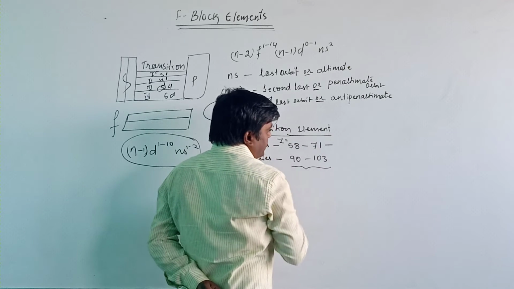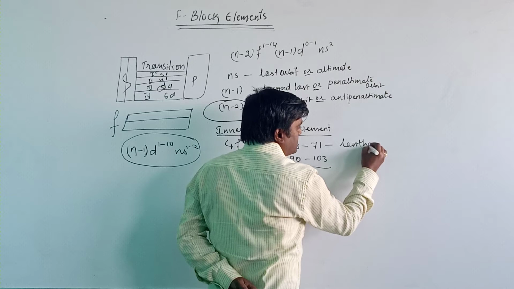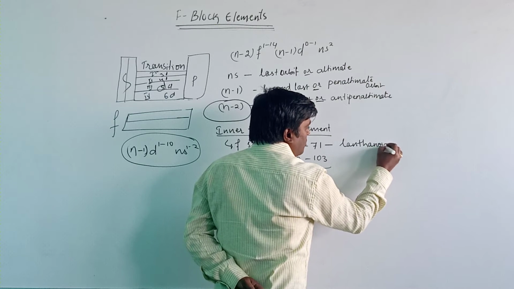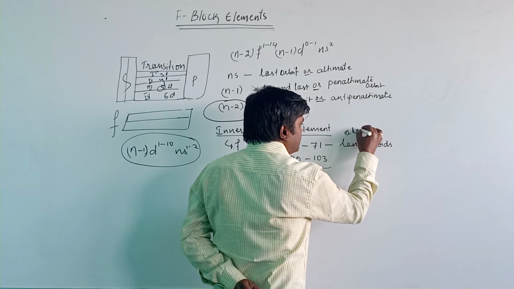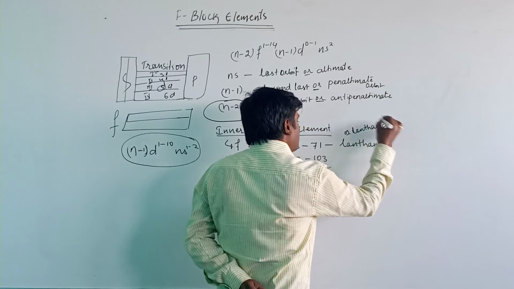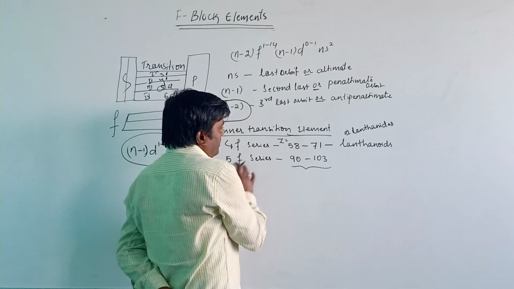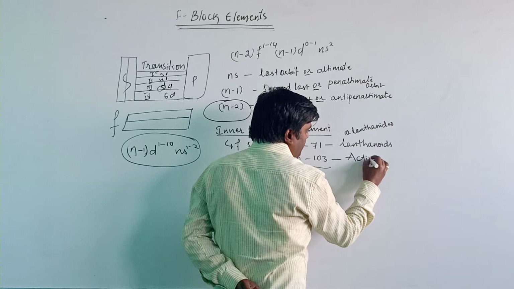The 4f series elements are also known as lanthanides. We can call them lanthanoids or lanthanides. The 5f series elements are also known as actinides.